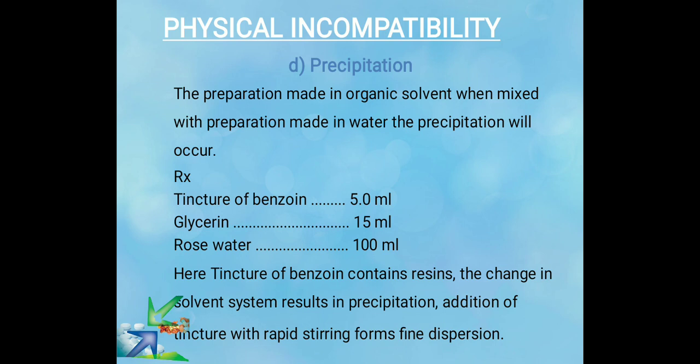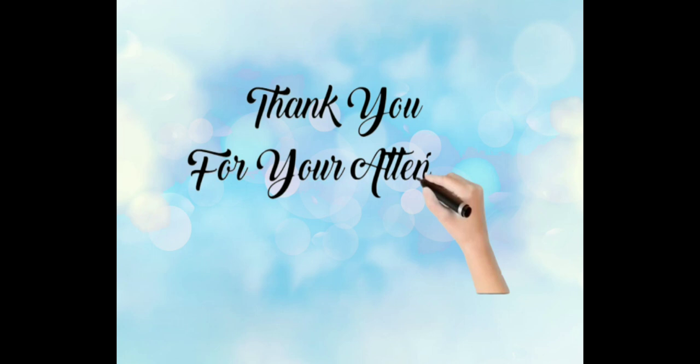Addition of tincture with rapid stirring may result in formation of a colloidal dispersion, and that's why there is no need of addition of any suspending agent. But if the precipitate formed is of indiffusible nature, in that case we will require either compound tragacanth powder or tragacanth mucilage as a suspending agent. So this is about precipitation and physical incompatibility.